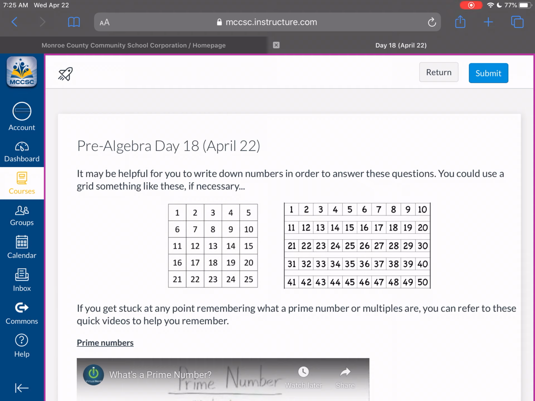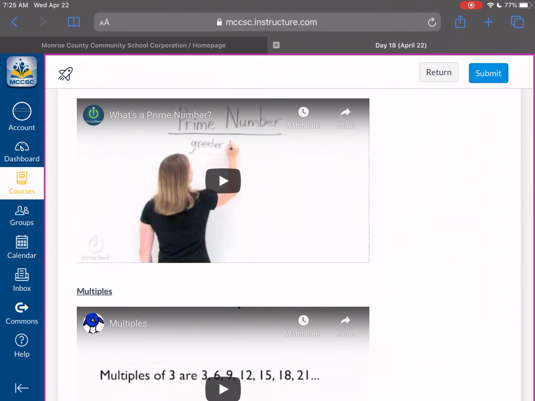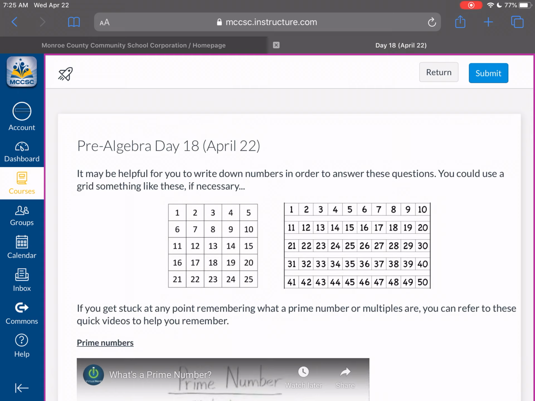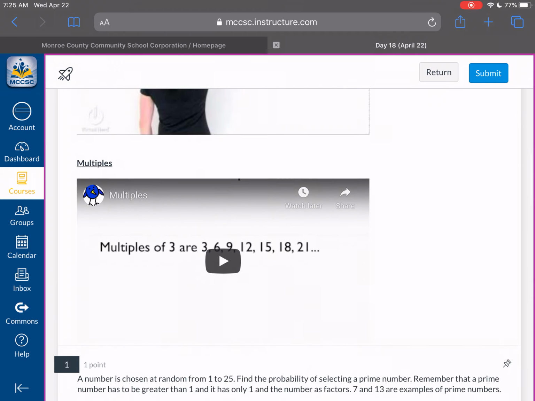So today's activity is all about probability. It's just going to be more about probability, but it's going to be very helpful for you to remember what prime numbers are and what multiples are. There are 2 videos that you can watch for that. It also might be helpful to get a piece of paper out, because they're going to ask you questions like, how many prime numbers are between this and this? What's the probability of picking one? So you might want to consider getting a piece of paper. I'm going to be taking screenshots and working from there.